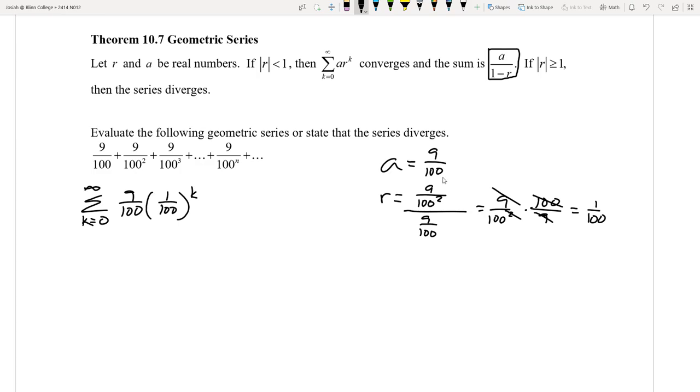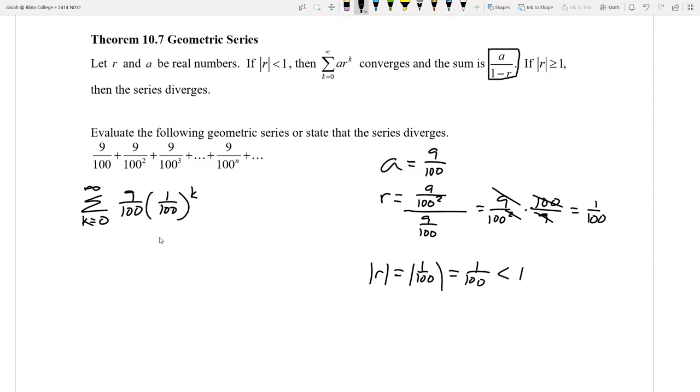And we'll go ahead and analyze r now. So the absolute value of r is the absolute value of 1 over 100. When we take the absolute value, we've got 1 over 100, which is less than 1. And so this series will have to converge. Right, so we see up here, the absolute value of r less than 1. So the series does converge.